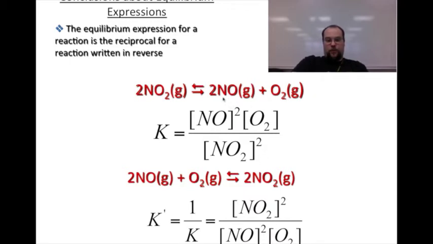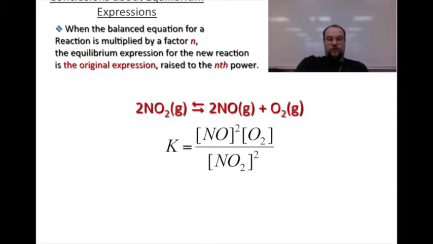You see what happened? If I rewrote my equation so it goes the other way, so it's flipped, my K would flip, and the value of K would be the reciprocal. Okay, so I don't have to recalculate K, I could just find the reciprocal of it. So the K value of the reverse is always the reciprocal of the forward K value. Now let's say I need to multiply my K value.